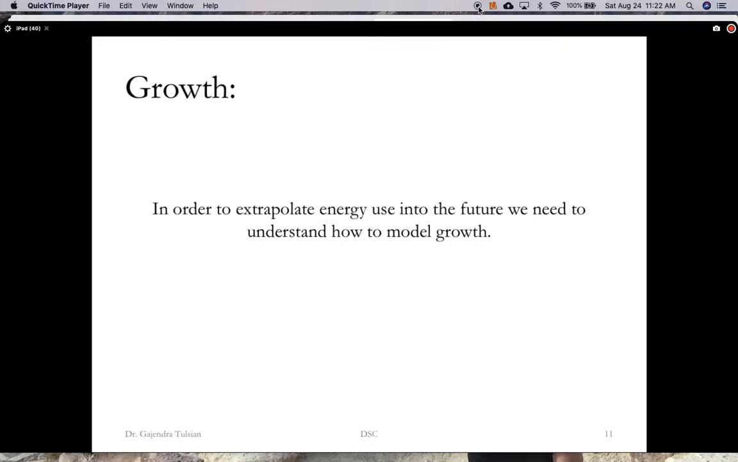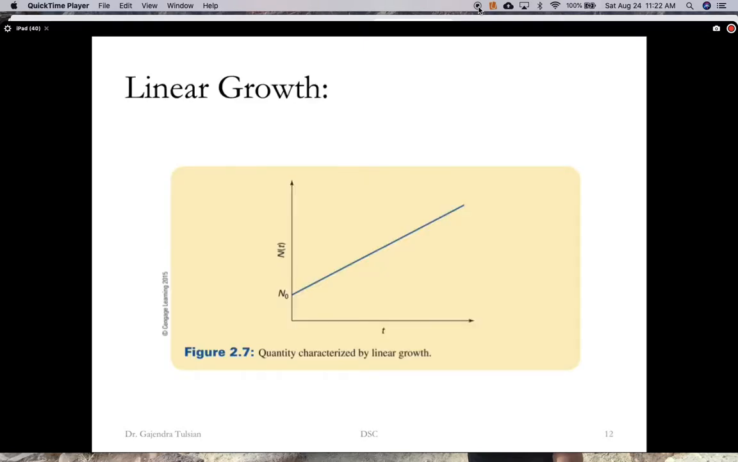So, like we said, we'll look at what our future energy needs will be. Okay, so we need to be able to model growth. In order to extrapolate energy use into the future, we need to understand how to model growth. All right, so here's a linear growth model.